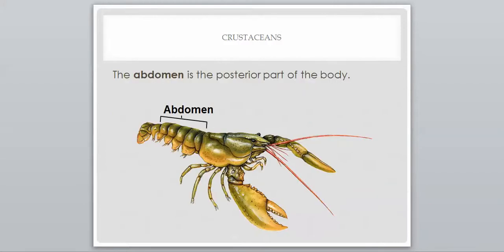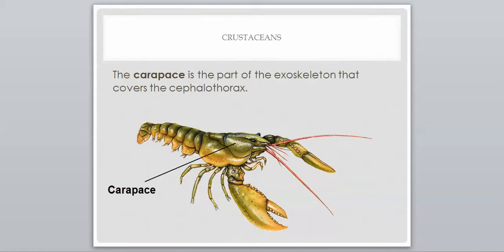And then our abdomen is the posterior part of our body, what we usually might call the tail. If any of us like to eat lobster, the lobster tail is actually the lobster abdomen, the posterior part of the body. Another important structure is the carapace, part of the exoskeleton that covers the cephalothorax. It lies pretty close to where the cephalothorax is, but it covers it and protects it. That's the carapace.